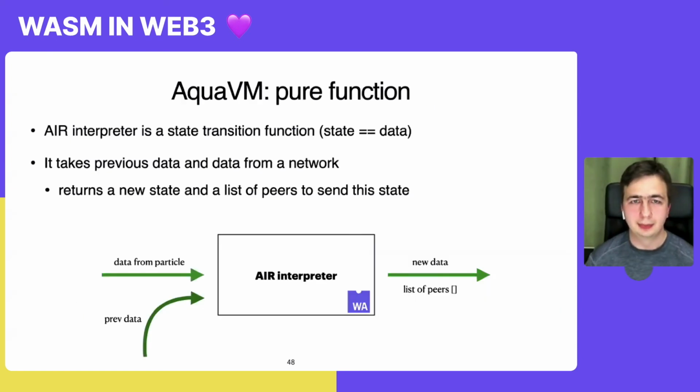And from a formal point of view, this Aqua virtual machine is a pure function that takes two pieces of data, the previous one and the so-called current data. This current data is data that comes from the network, and the previous data should be stored in the node that manages such an interpreter. And the result of this is new data and a list of peers where this new data should be sent. And this function is actually like a state transition function. It's just some form of finite state machine.